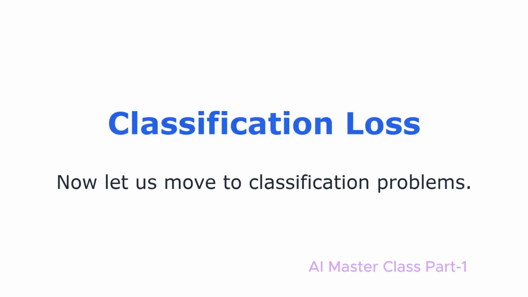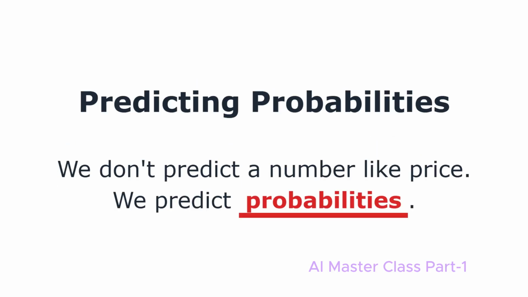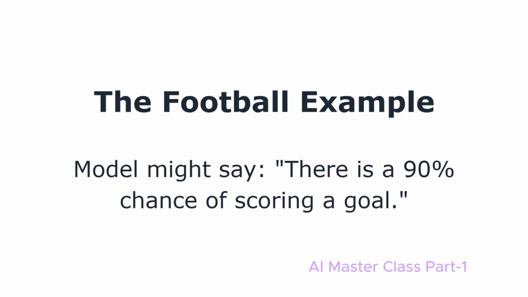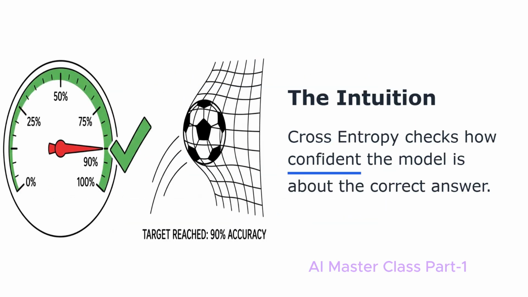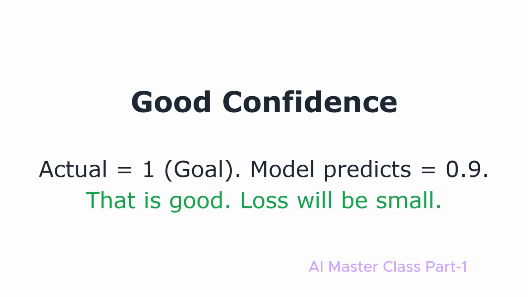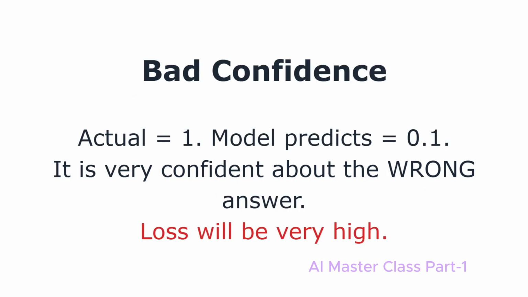Now let us move to classification problems. Here we do not predict a number like price. We predict probabilities. For example, in our football example, the model might say there is a 90% chance of scoring a goal. So here we use a different loss function called cross-entropy. Cross-entropy checks how confident the model is about the correct answer. If the actual answer is 1, meaning goal will happen, and the model predicts 0.9, that is good. Loss will be small. But if the model predicts 0.1, that means it is very confident about the wrong answer. Loss will be very high.